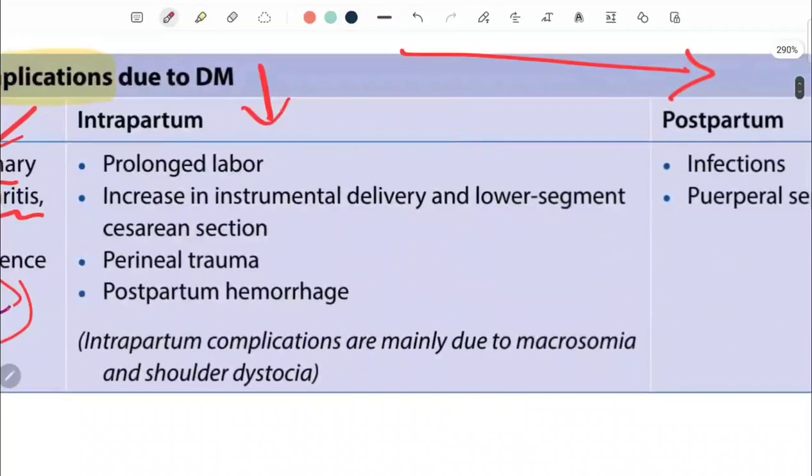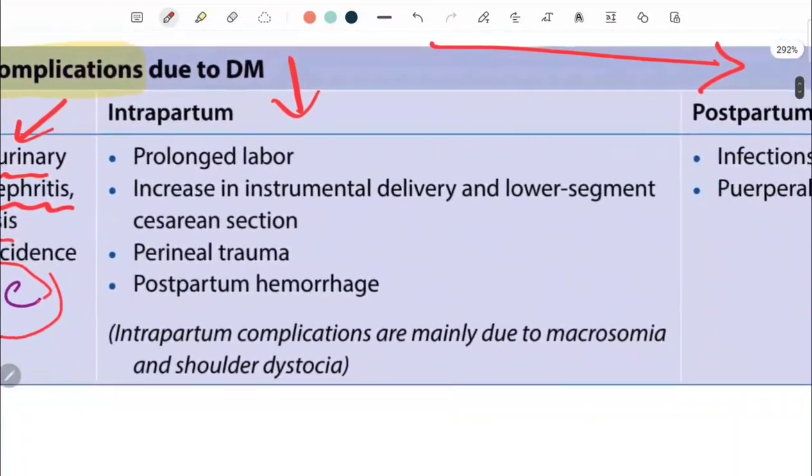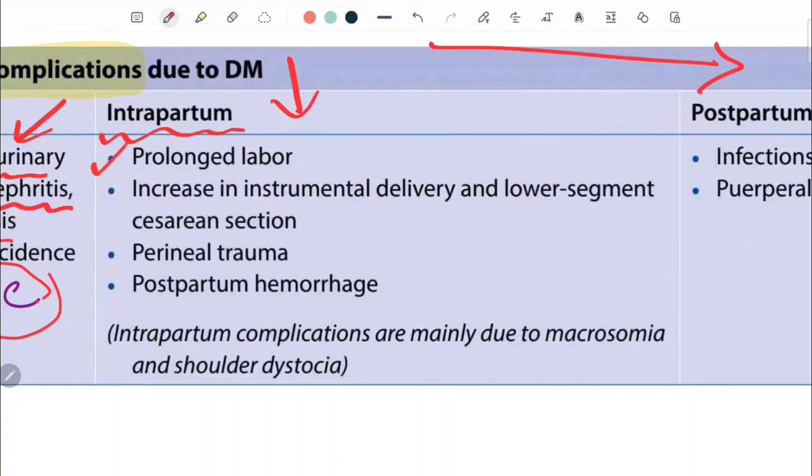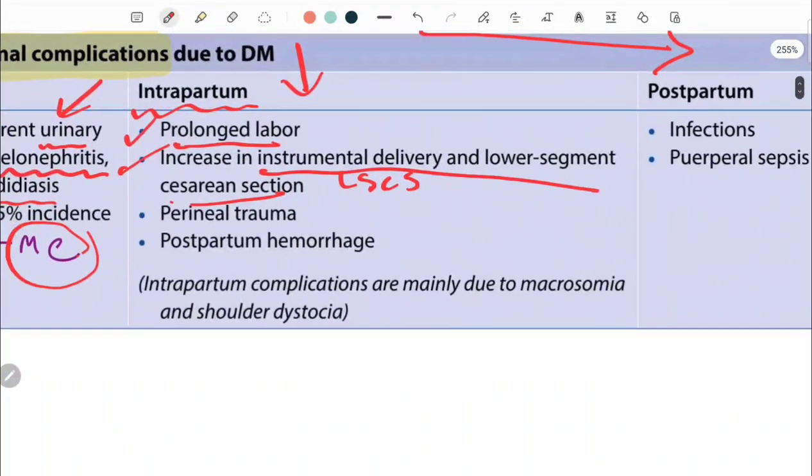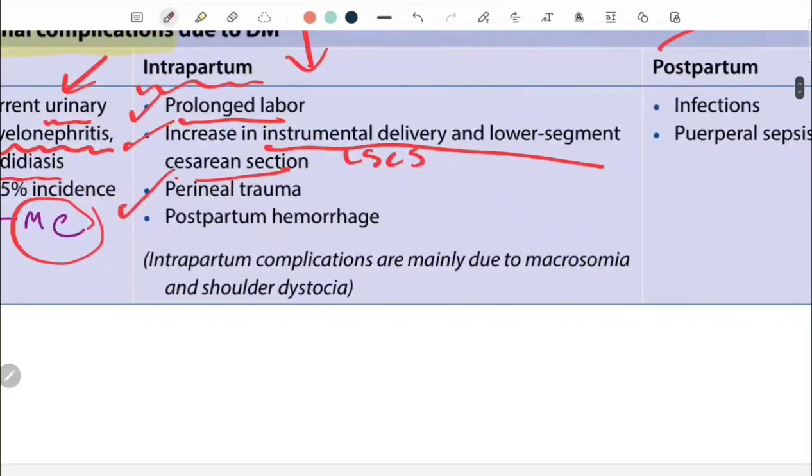Next, moving on to the intrapartum maternal complications of DM. The first is prolonged labor, so the labor duration will be prolonged. Then there is an increase in instrumental delivery and lower segment C-section. Perineal trauma is also an intrapartum complication, because DM is usually associated with macrosomia, and then postpartum hemorrhage.